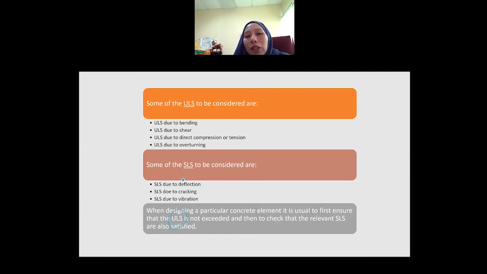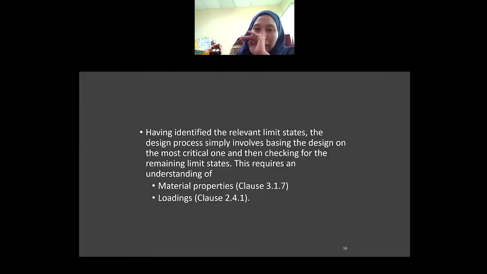Okay, because ULS ni lebih penting lah. Kalau tak collapse lah. Okay. Normally when ULS are satisfied, SLS akan satisfied. Jangan risau. Okay. So that's why kita penting check ULS. Because it is ultimate eh. Yang paling penting sekali. So having identified the relevant limit states, the design process simply involves basing the design on the most critical one and then checking for remaining limit state. Okay, so yang paling penting adalah check ULS and then baru check SLS. Okay, yang paling penting lah.